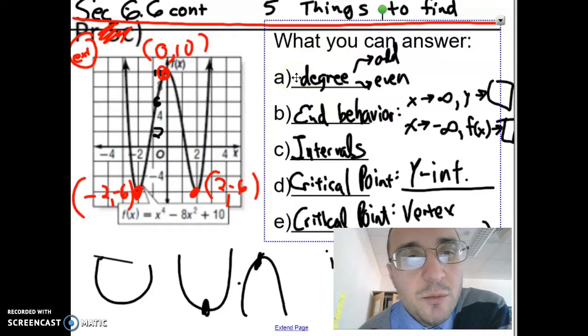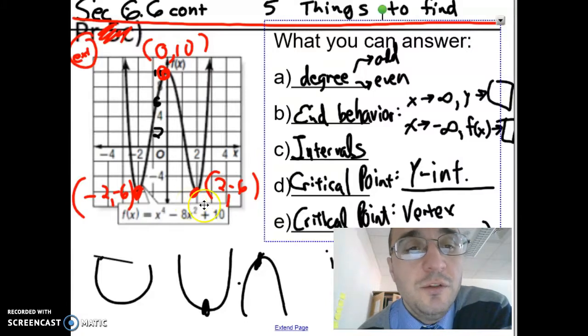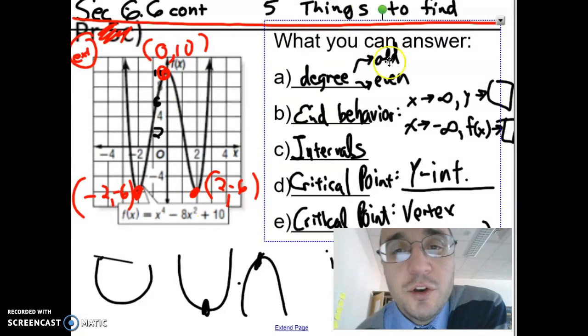It goes up to (0, 10), and then goes down to (2, -6). The 5 things you need to know by looking at this are the degree, the end behavior, the intervals, the critical points, y-intercept, and vertex. So we look at the degree. It's the number of bumps plus 1 gives you the degree. So 3 bumps plus 1 is 4. So the degree is 4.